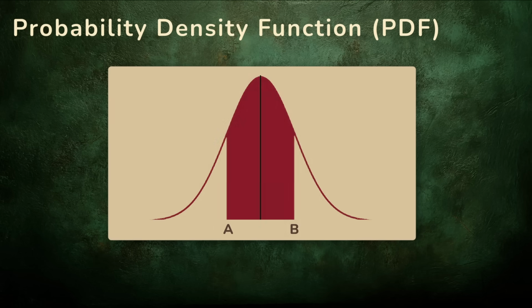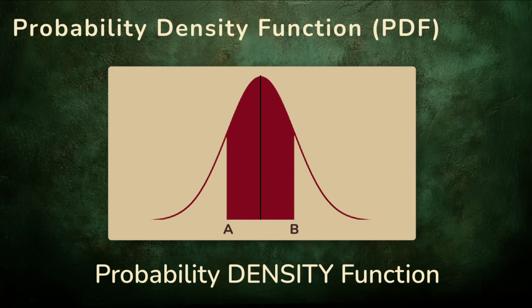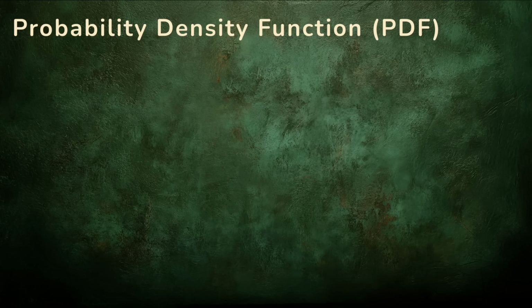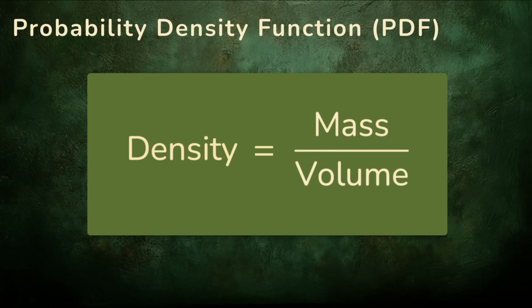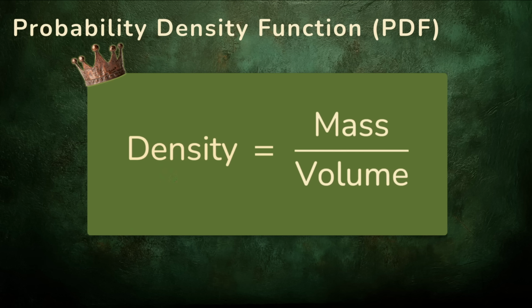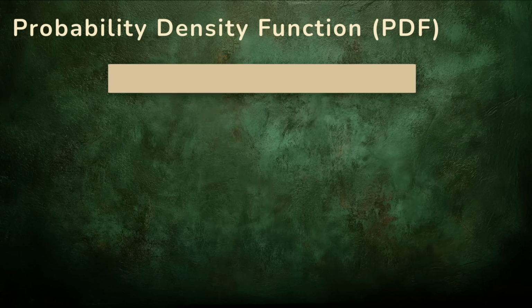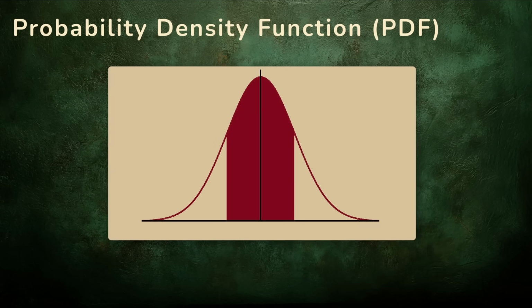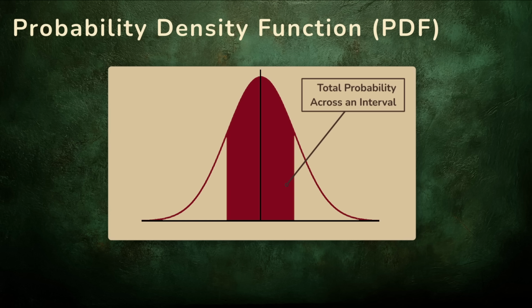After seeing this highlighted region under the curve, now we can better understand why this is called a probability density function. Think about how we talk about density in physics. Density tells you how much matter is packed into a space, but you never ask how much matter is at a single point. Instead, you ask how much matter is in a region. It's the same idea here. The PDF gives you a probability density along the number line. At a single point, the probability is 0. What matters is the total amount of probability across an interval.